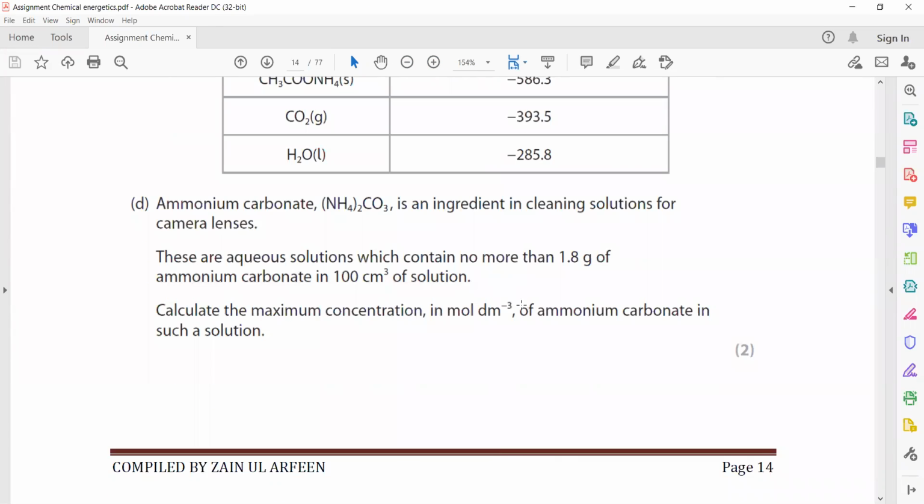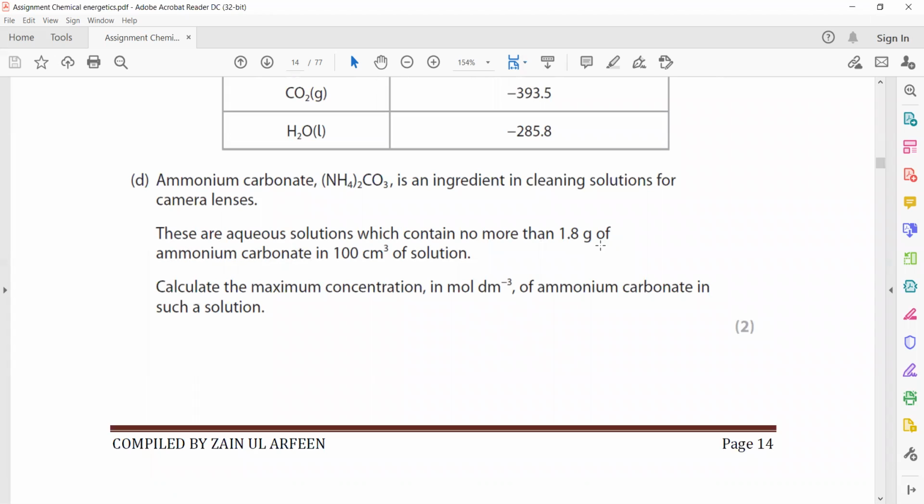Ammonium carbonate is an ingredient in a cleaning solution for a camera lens. There is an aqueous solution which contains no more than 1.8 gram of ammonium carbonate in 100 cm cube. Calculate the maximum concentration in mole per dm cube. So we have the mass, we'll convert into mole, and we have the volume in cm cube, we'll convert into dm cube. Then we'll divide moles by the volume to get the concentration in moles per decimeter cube.